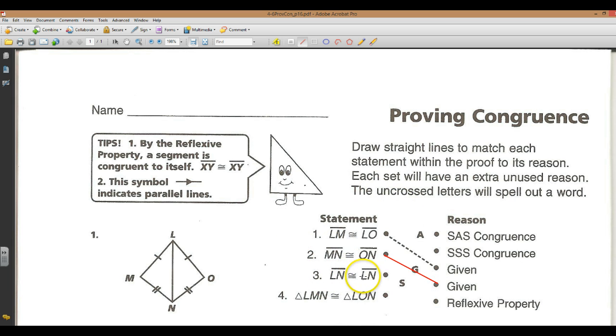Then LN is congruent to LN. That's by the reflexive property. So draw a line to that one. And mark that in your diagram. And now we have enough information to say that triangle LMN is congruent to triangle LON, and that would be by side, side, side. So we have three sides of one triangle congruent to three sides of the other.